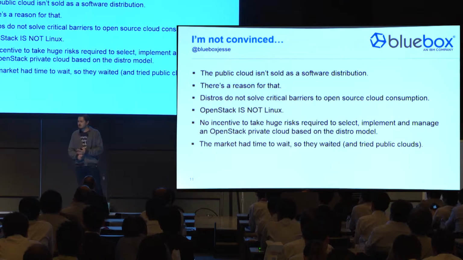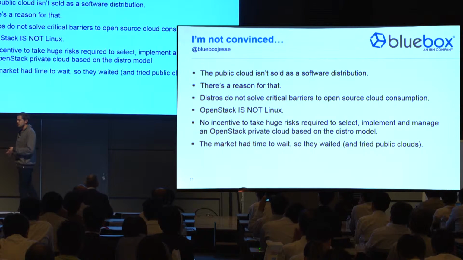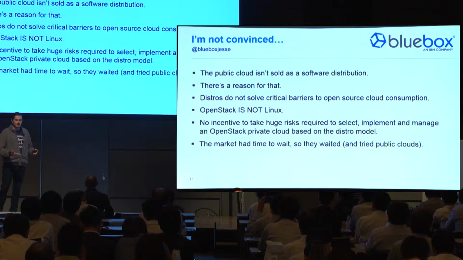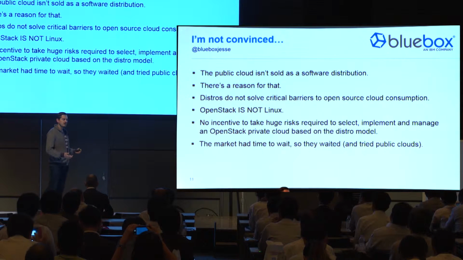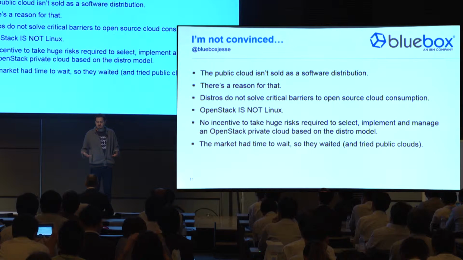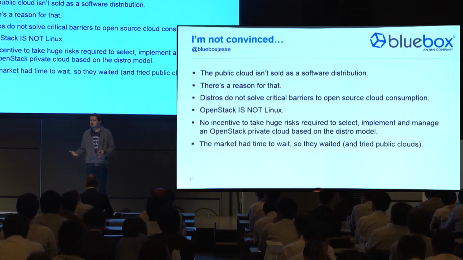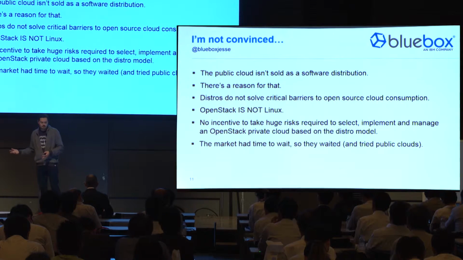The public cloud, which we've all been using for years, is not sold as a software distribution. The public cloud is sold as a service. You pay a monthly fee, and you expect an experience, you expect an SLA, you expect an API, you expect those things to work. There's a reason the public cloud isn't sold as software: it's not a scalable method going forward.